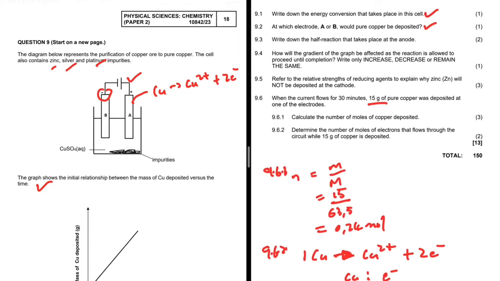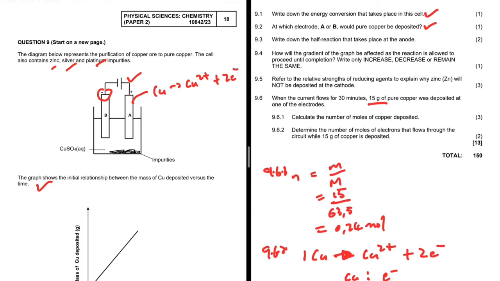Why is there a mass increase at the cathode? That is because copper 2 plus is getting reduced to copper. More on this in the following question, 1.3. I'm going to explain why that is so. But for now, let's just leave it like that.